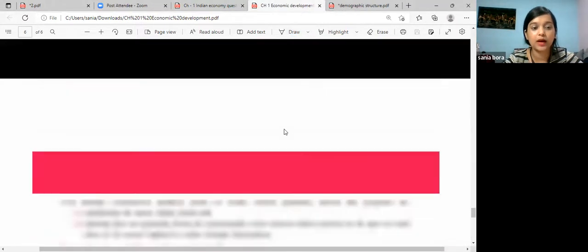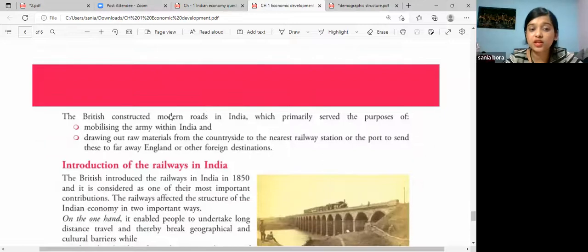Just a minute. Yeah. So next, the British constructed modern roads in India, which primarily served the purpose of the Britishers. Now, what was the benefit of constructing the road? Why did they construct the road? So basically, first there were two benefits: mobilizing the Indian army within India.